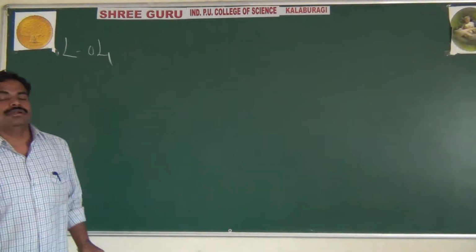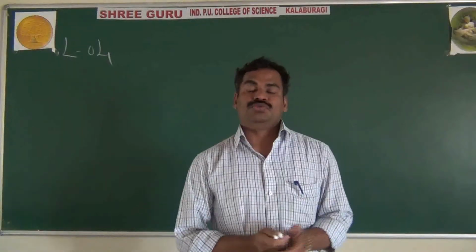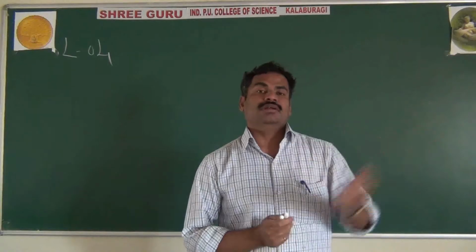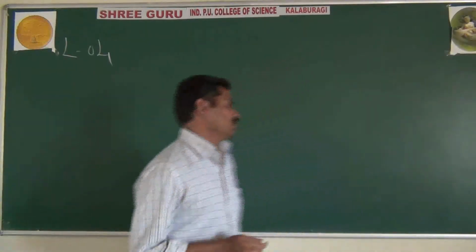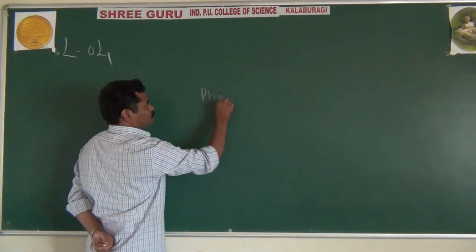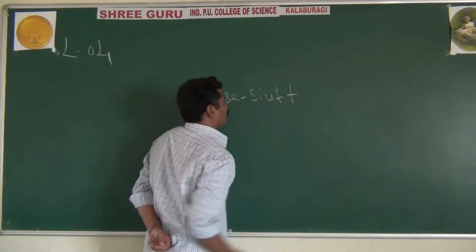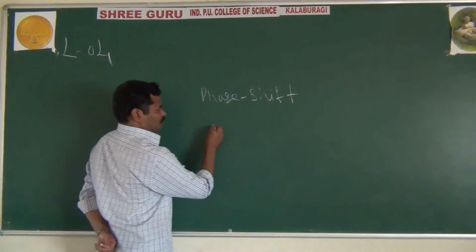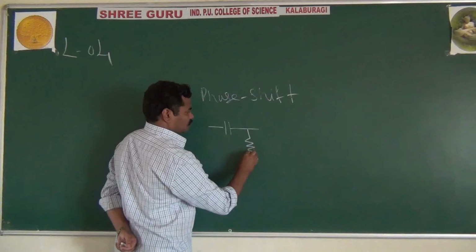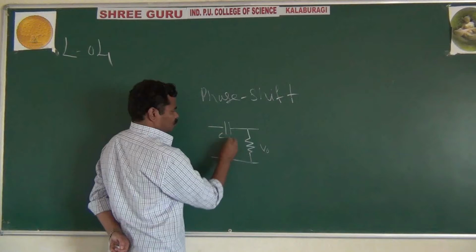By using passive components, especially if you are using a capacitor and resistor in series, they will give the phase shift. Look here, you are using a capacitor and you are using a resistor, and here we are measuring the output across C and R.